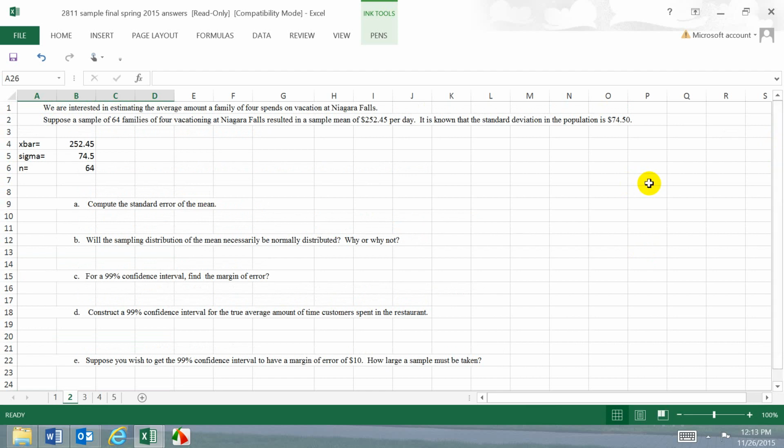Number 2. We're interested in estimating the average amount a family of 4 spends on a vacation in Niagara Falls. Suppose a sample of 64 families, so n equals 64.